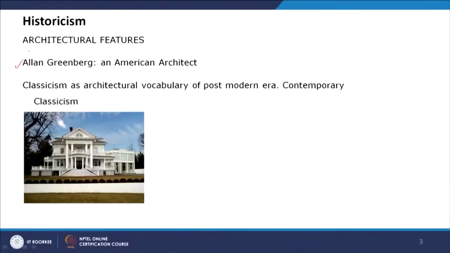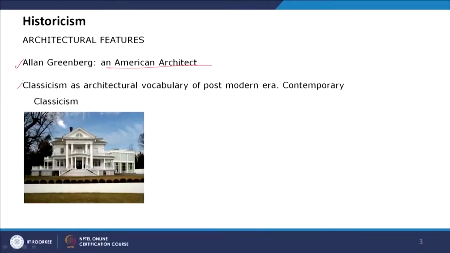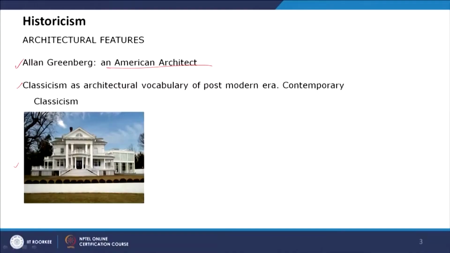Now, this started with the design of Allan Greenberg, an American architect, whose time frame is around the 1980s when he started designing. But this is not pure historicism. This is classicism as architectural vocabulary, which he wanted to promote in the postmodern era. So he blended contemporary and classicism. All his buildings look like classical buildings, many residential. He designed mansions and other residential buildings which are imbibed from classical architecture.